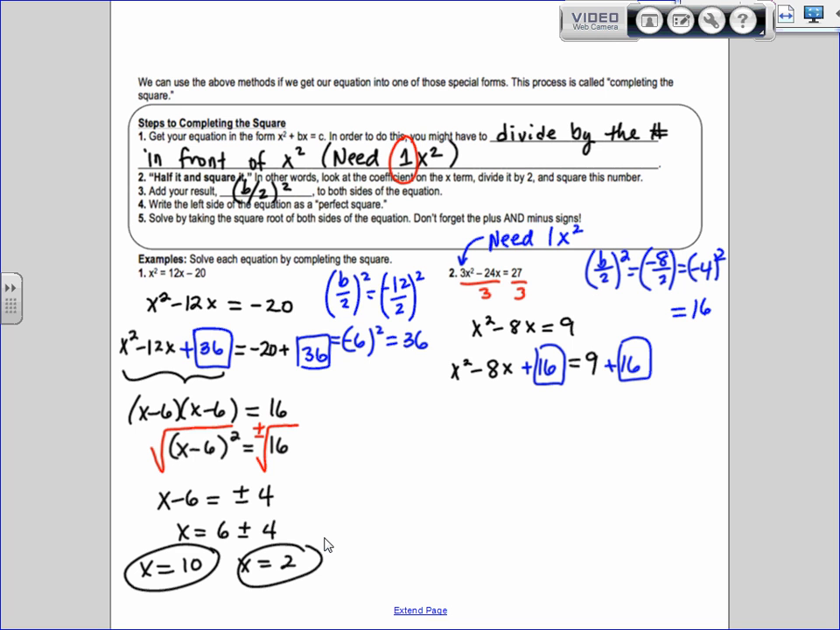On the left-hand side, this creates a perfect square. I have x squared minus 8x plus 16. If I factor it, it's going to be x minus 4 times x minus 4. So x minus 4 squared equals 9 plus 16 is 25.